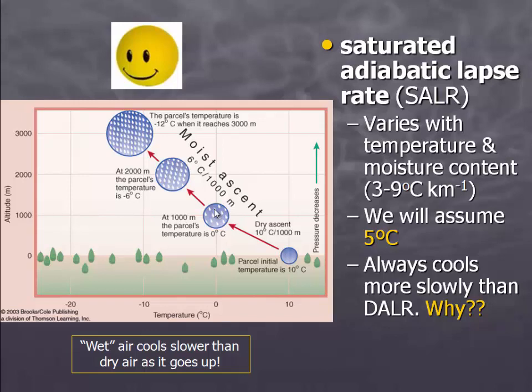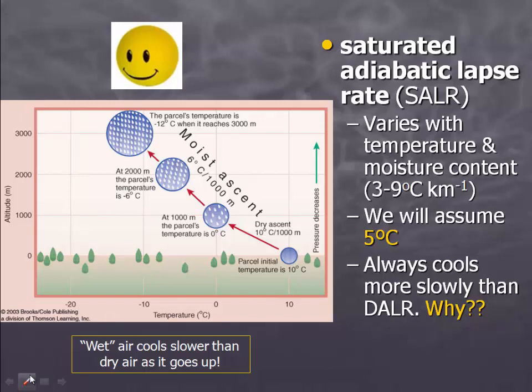And if it warms the temperature, it cools at a little bit of a slower rate. So this is kind of complicated. Okay, I don't want you to be like, whoa, this is too difficult. It's not difficult. Okay, it's very simple to remember this. The DALR is 10, the SALR is 5.